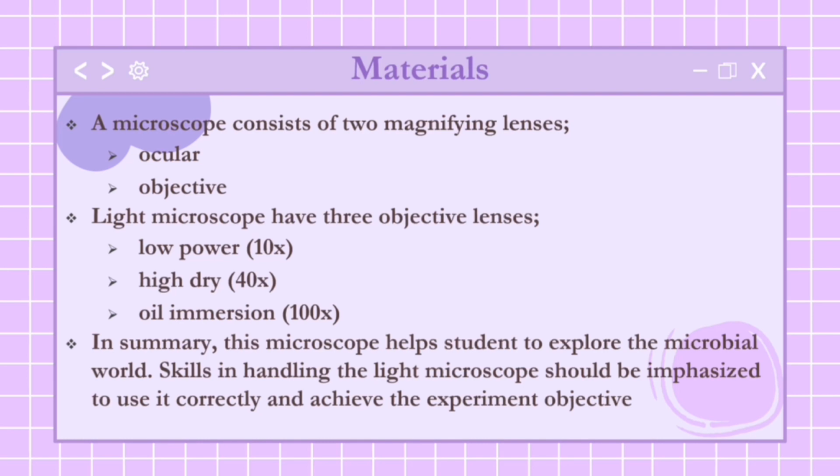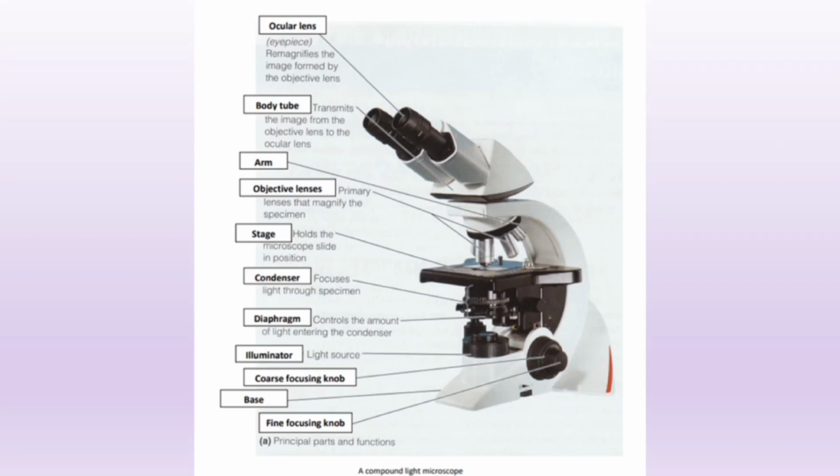Skills in handling the light microscope should be emphasized to use it correctly and achieve the experiment objective. A compound light microscope consists of ocular lenses, body tube, arm, objective lenses, stage, condenser, diaphragm, illuminator, coarse focusing knob, base, and fine focusing knob.